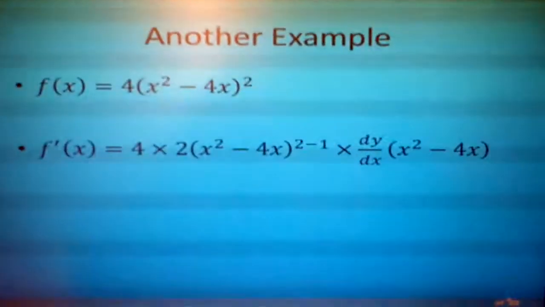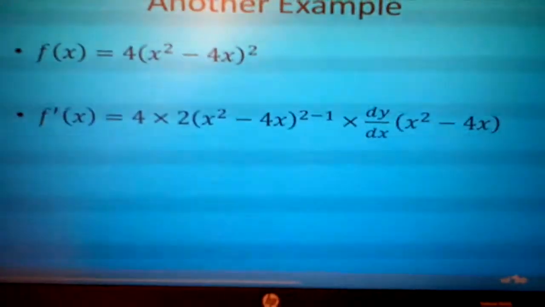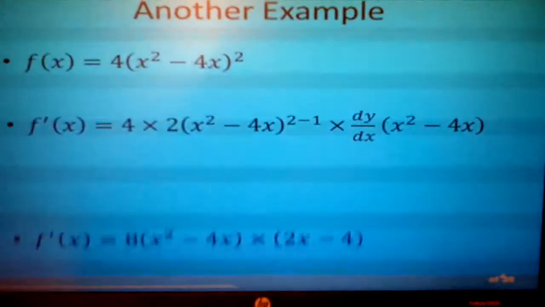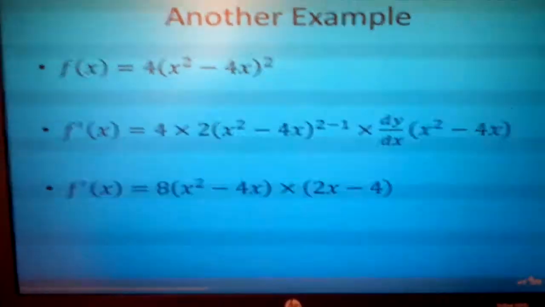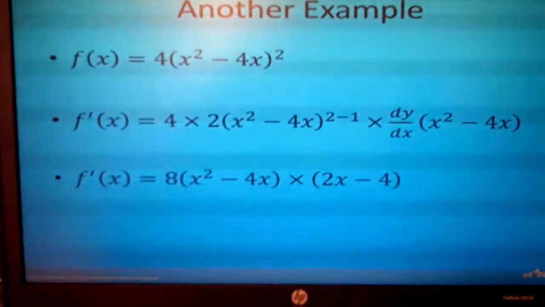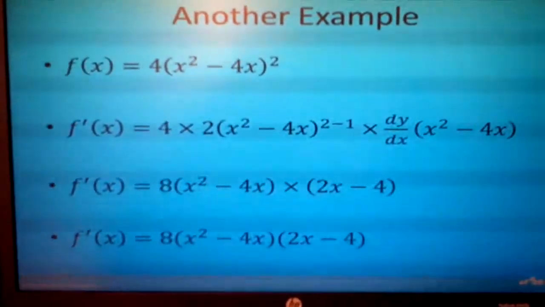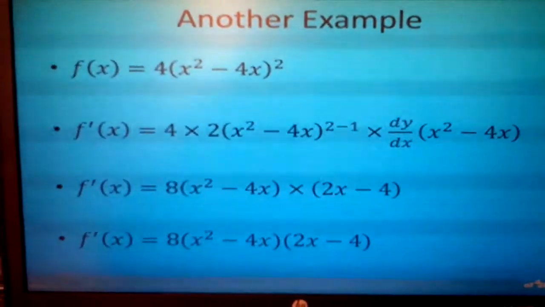So we do the same thing, take the 2 down, keep the middle the same, reduce the exponent by 1, multiply by the derivative of the middle. So we have 8 times (x squared minus 4x) times (2x minus 4). So we can just write it that way, take out the multiplication.